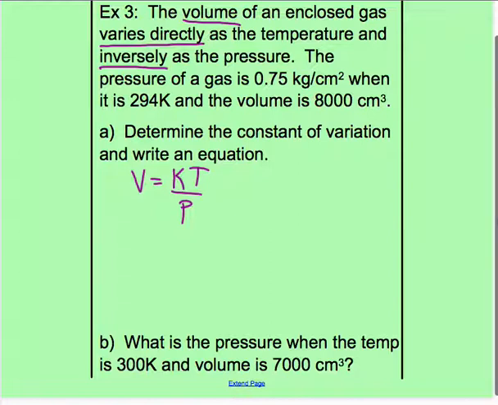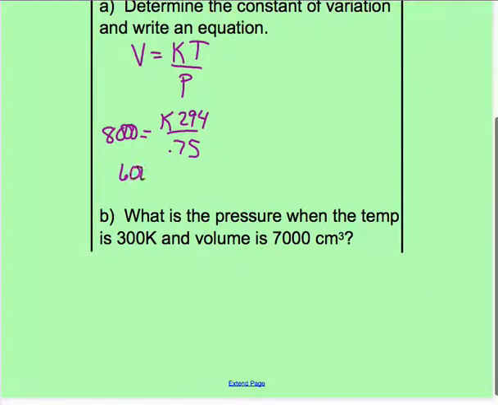We're going to substitute in to find the constant of variation. We know the pressure is 0.75. We're looking for that constant. 294 is the degrees Kelvin, and the volume is 8,000. So when we multiply both sides by 0.75 to get it out of the denominator, we get 6,000 equals 294 times the constant of variation. Dividing both sides, we get a constant that's about 20.408. So when you're rounding for this class, keep it to 3 decimal places.